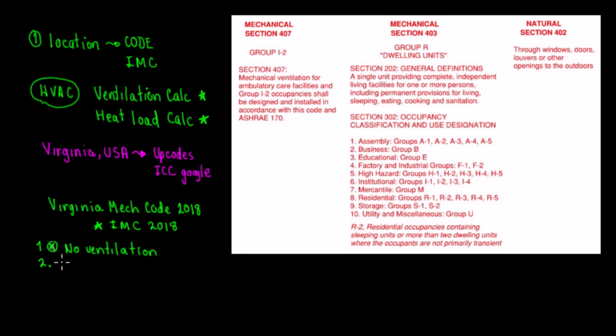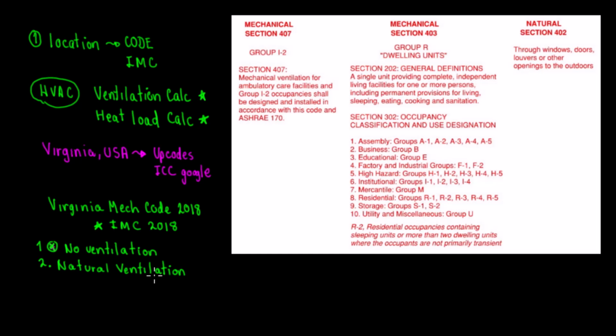For number two, let's call it natural ventilation. Option number two also complies with the mechanical code. Now, if you want to comply with the mechanical code, no ventilation is not an option. But you can see option number two, natural ventilation, is also an option. It's not the most effective one, but it is backed up by the International Mechanical Code.